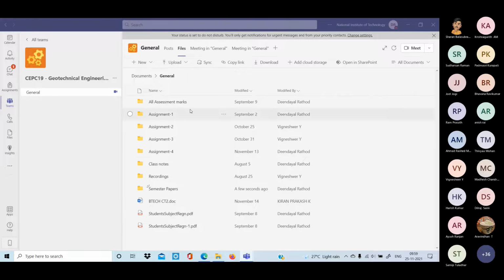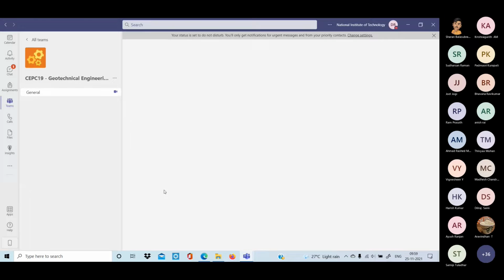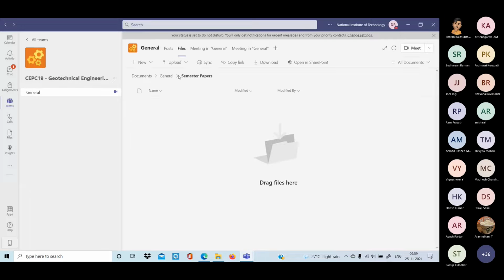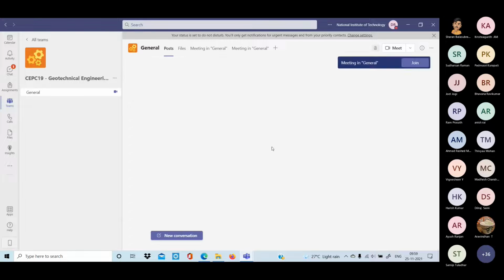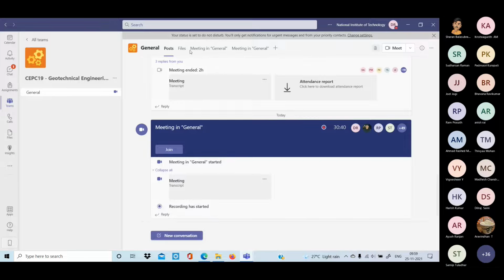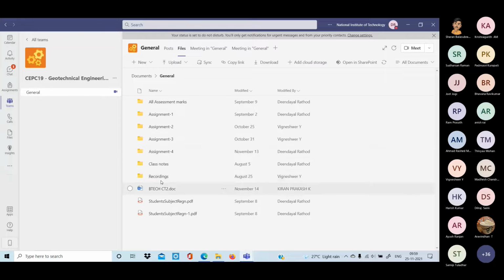Yeah, sorry. So this is what I have created. Semester papers: here you just upload it. Then I will download it and correct it. Here where we have created the semester papers, you upload it, and I will download it, correct it again, keep it, and assign marks.